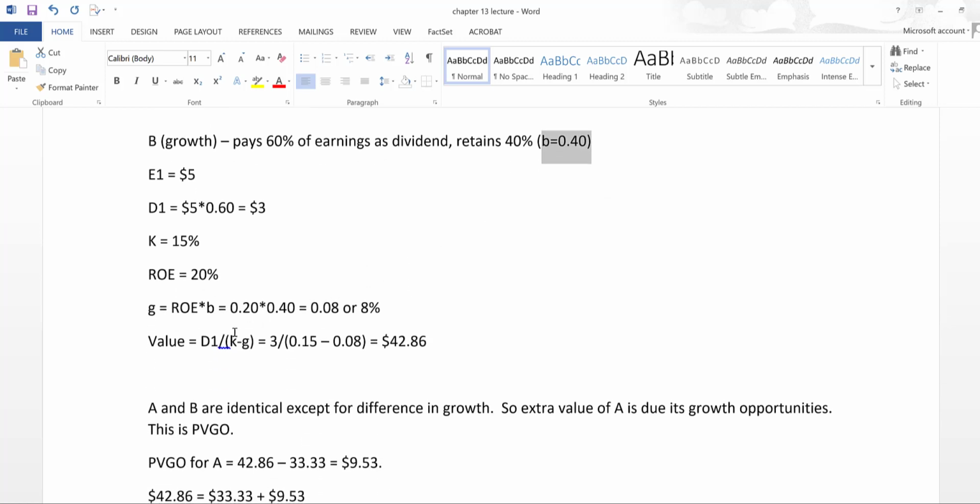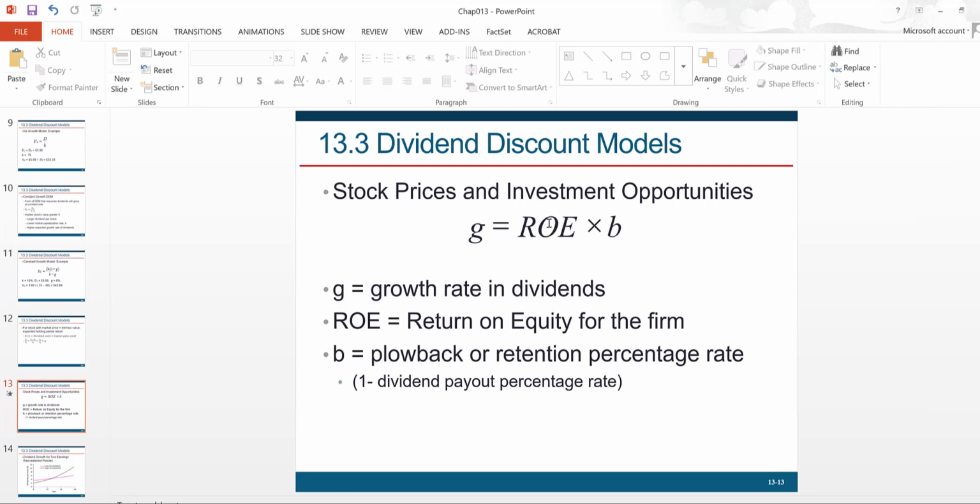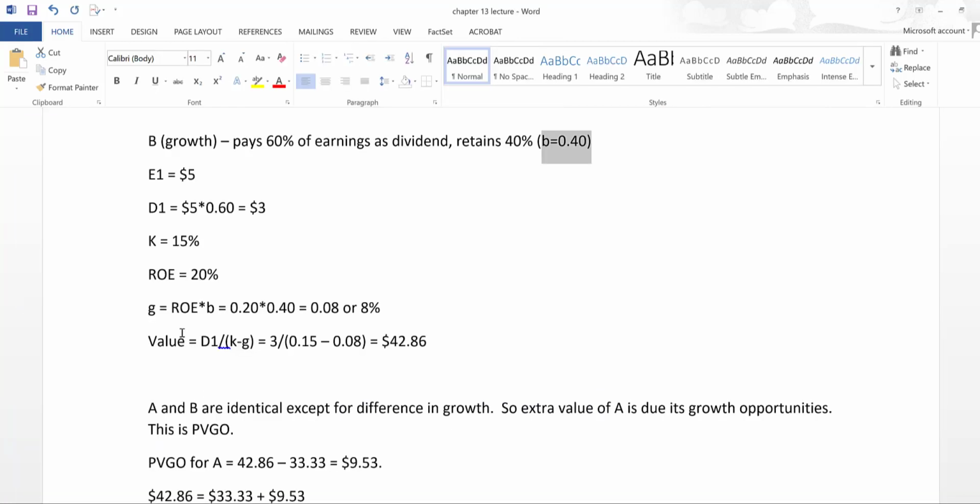So we talked about that before. What is the growth rate? So again, we can estimate the growth rate using our model here, ROE times B. So 0.20 times 0.40, ROE is 20%, B is 40%. So the product is 8%, right? So this firm has a growth rate of 8%, right? Its dividends are growing at an 8% rate in perpetuity.